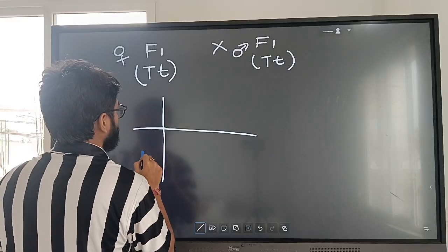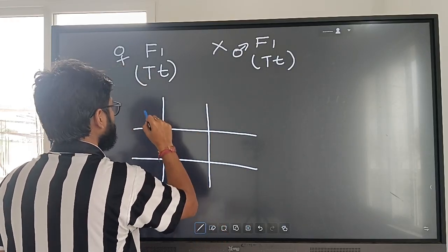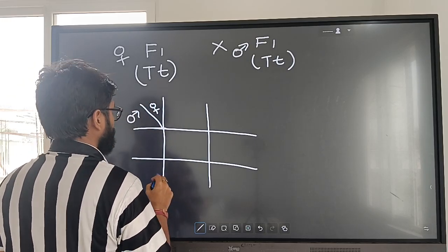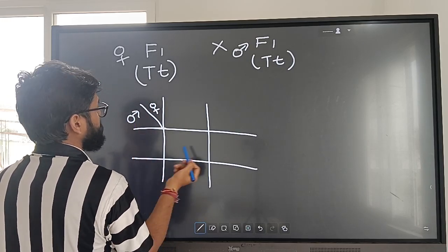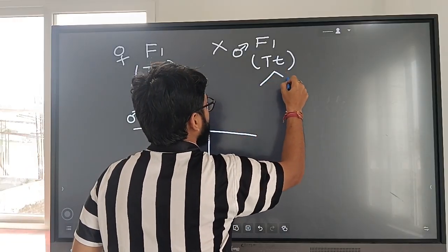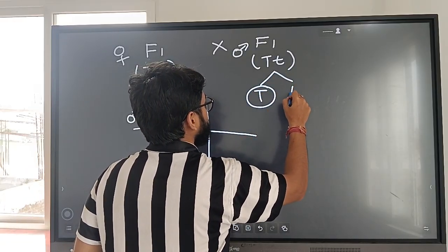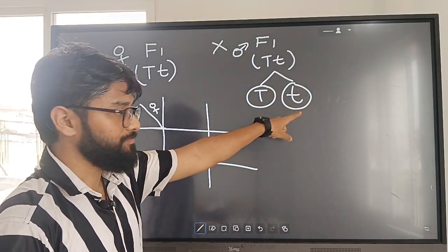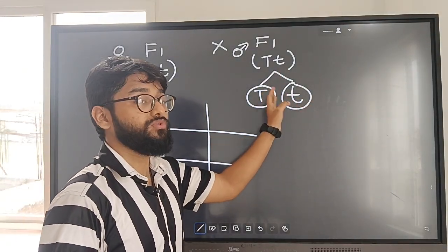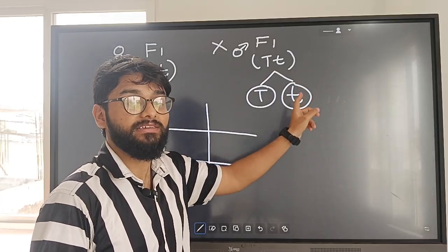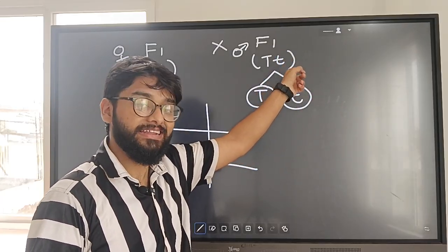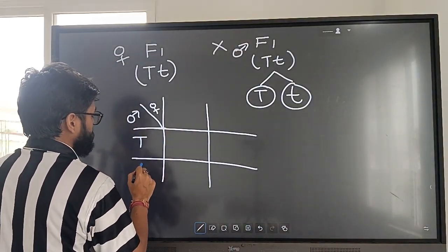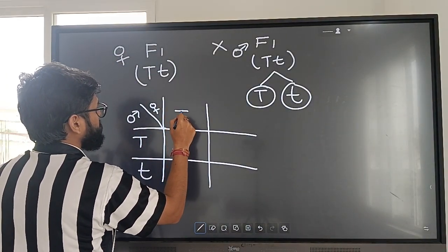We will simply make a Punnett square again. We will do it in the male condition. What will be the gametes? You will be getting these two gametes. See, this is during gamete formation. During gamete formation, if you see two different types of gametes, that is an indication that this is a heterozygous organism. So for male we will simply get this, and similarly for female also we will get this.